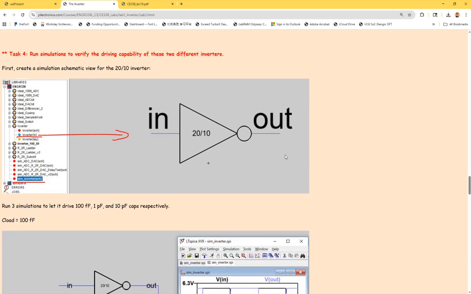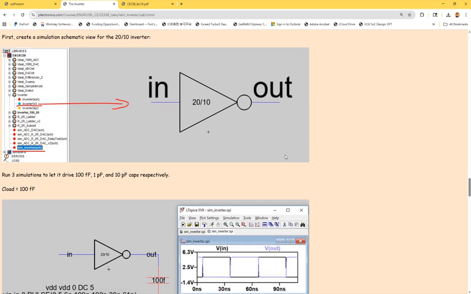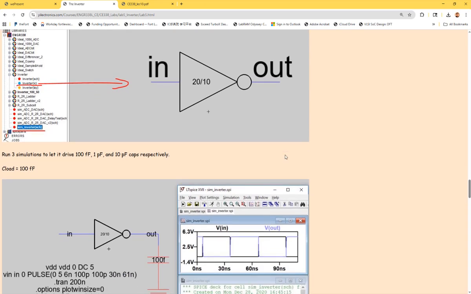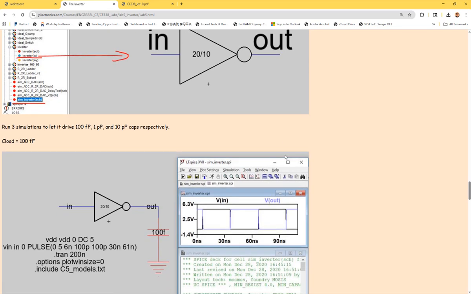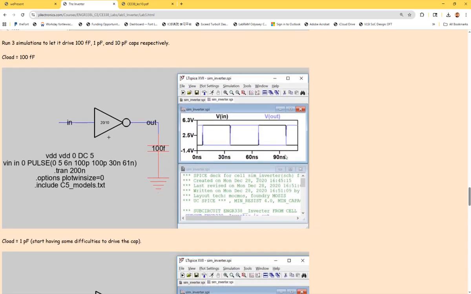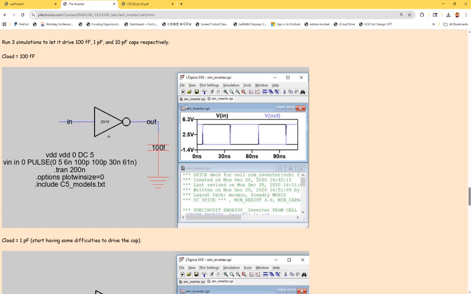And the next task is to improve the driving capability. If you just look at the curves, they explain themselves. You see, I initially have a 20 versus 10. That's the PMOS width versus the NMOS width. It's 20 over 10. And you can see I'm driving a 100 femtofarads capacitor. No problem.